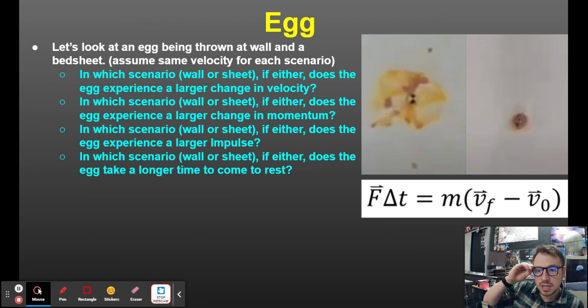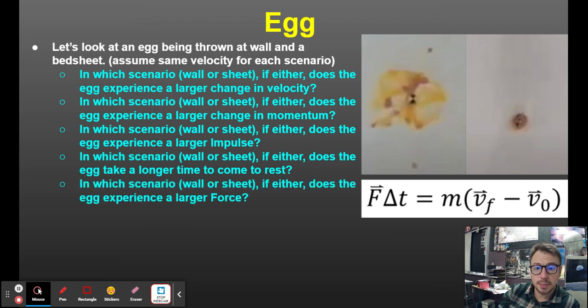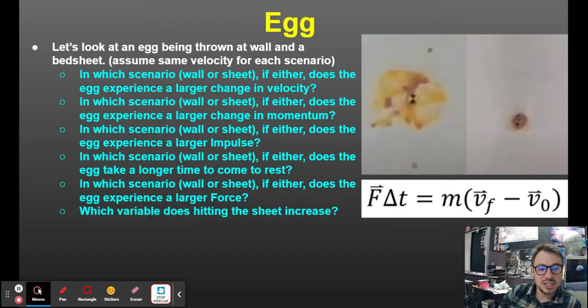Now, in which scenario does that egg take a longer time to come to rest? Well, it's going to be the bed sheet. That bed sheet is going to slow it down, or stop it, but it's going to do it over a longer period of time. So in which scenario does the egg experience a larger force? It's going to be the wall. That's why it cracks. So which variable does hitting that bed sheet increase?